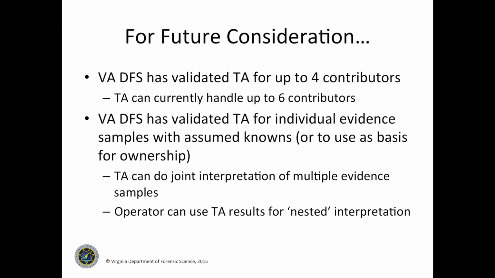We have validated TrueAllele for individual evidence samples with assumed knowns or to use as a basis for ownership. In other words, we will look at a 3-contributor mixture if it's from the steering wheel of a car and we have the sample of the owner of the car. We will run the sample with 3 unknowns, and if that analysis supports the fact that we are finding the owner's DNA on the steering wheel, then we will use that as a basis for ownership and run additional runs requesting 2 unknowns plus the owner of that vehicle, using him as an assumed known.